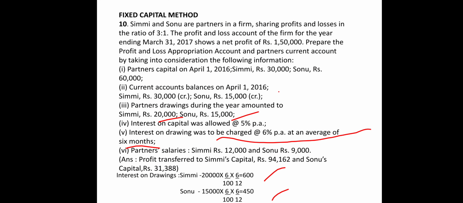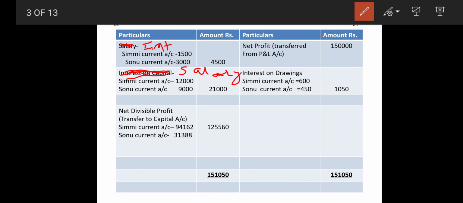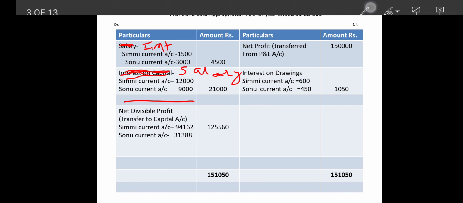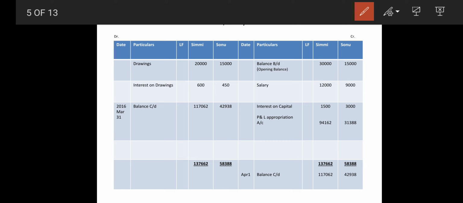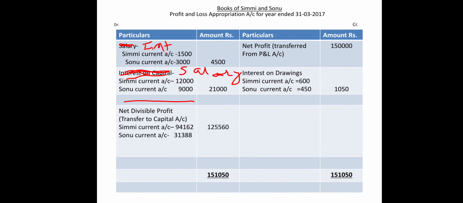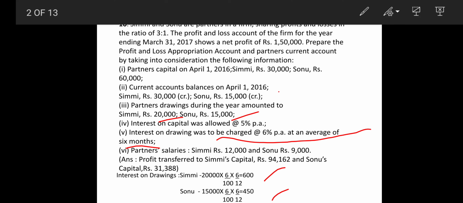Next is the salary of our partners. Partner's salary, Simi is 12,000 and Sonu is 9,000. So we transfer this to the debit side of the appropriation account: salary, Simi 12,000 and Sonu 9,000, and on the current account also, on the credit side, salary 12,000 and 9,000 respectively. This way we will be transferring all the items which are mentioned in the question. Now we will be closing down the books of accounts.